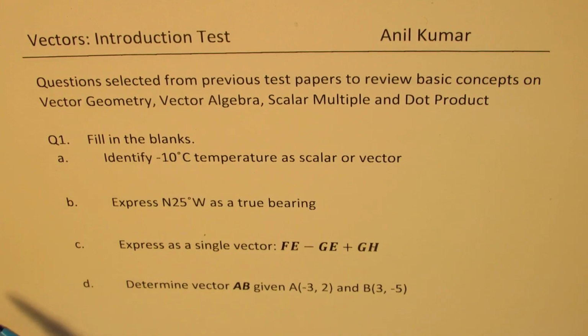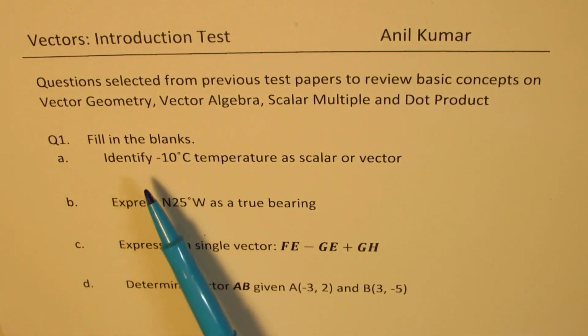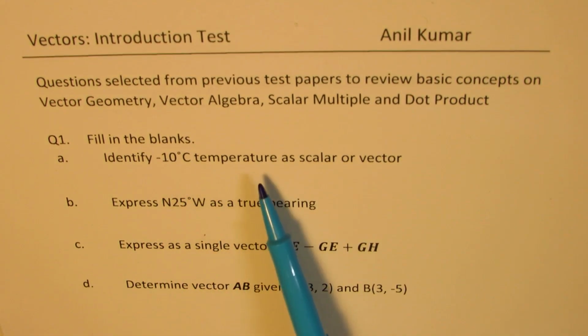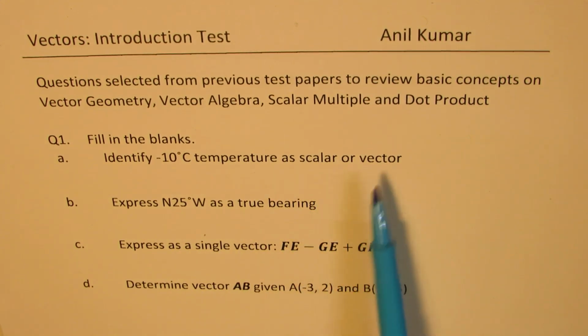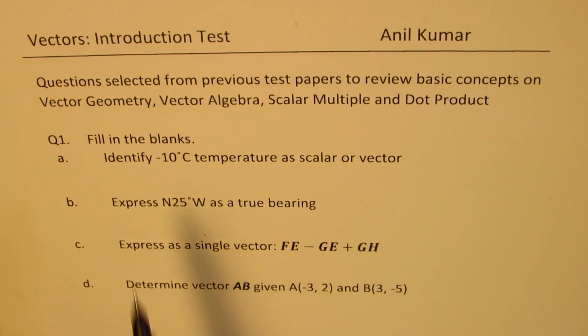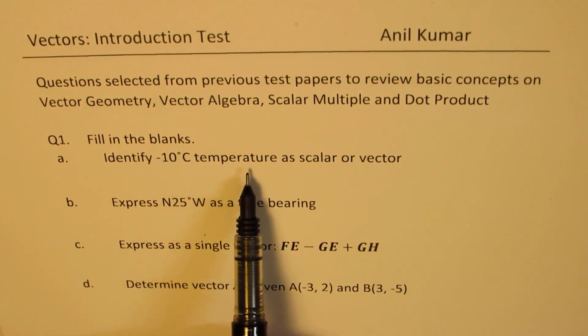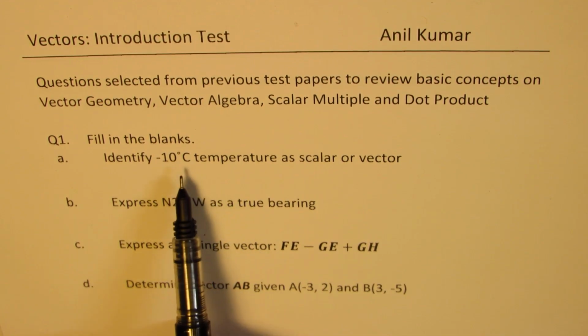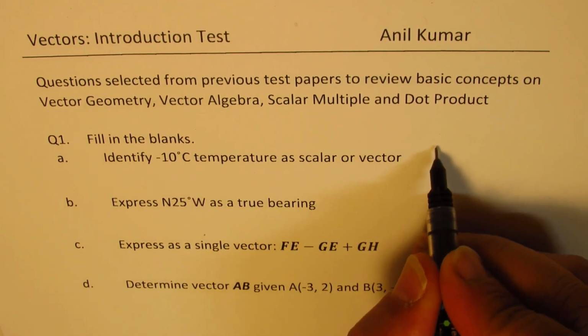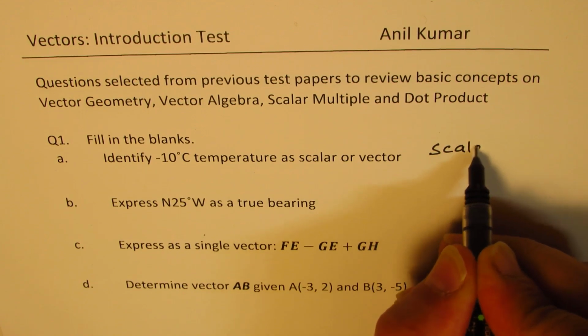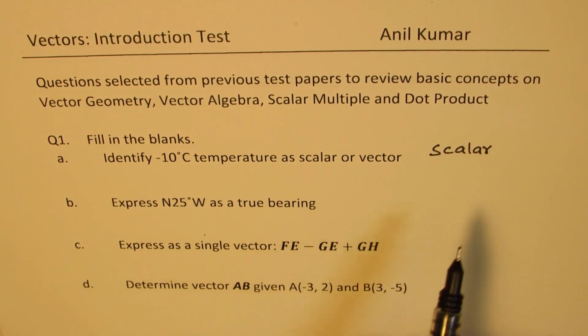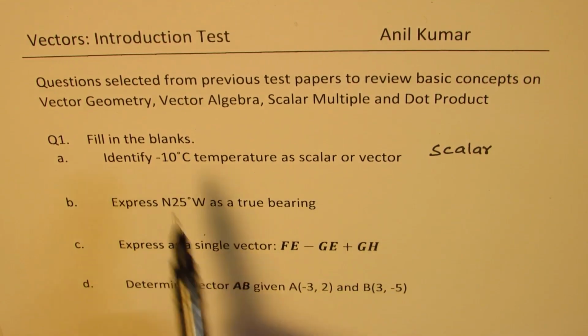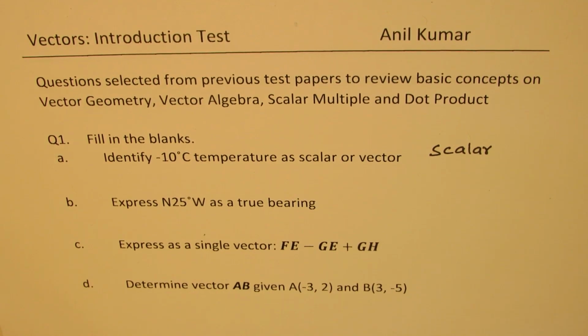Fill in the blanks. Identify minus 10 degrees Celsius temperature as scalar or vector. Now, we do have positive and negative signs for temperature, but that does not give you direction. So whenever we talk about temperatures, it is a scalar quantity. Very important to remember, as sometimes students think this is a vector, which is not true.